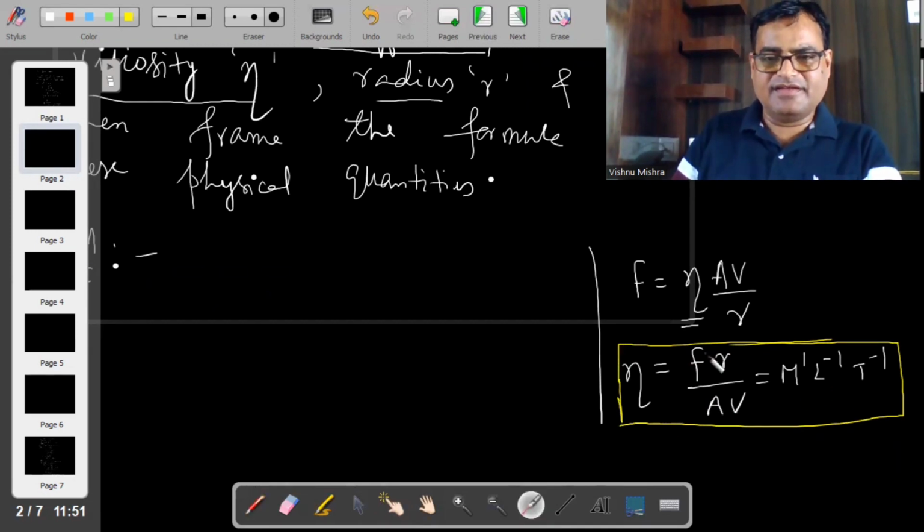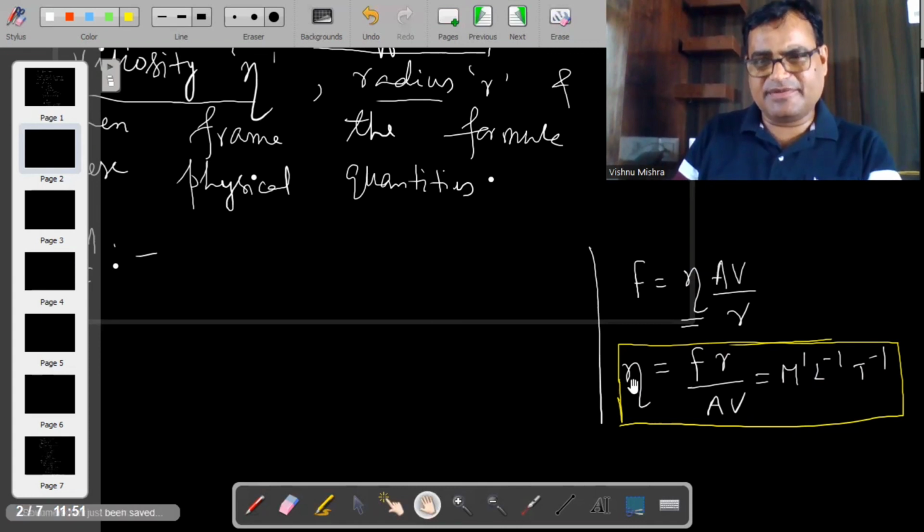Do you follow this or not? The dimension of eta is required. Eta is known as coefficient of viscosity. It is a constant, and its dimension is M1 L minus 1 T minus 1. Remember this. If you don't remember, forget about this, no problem.